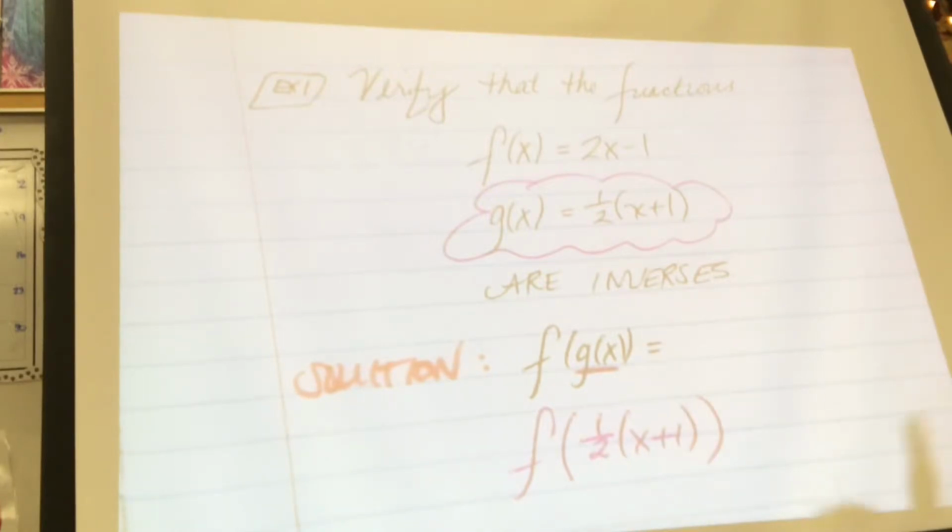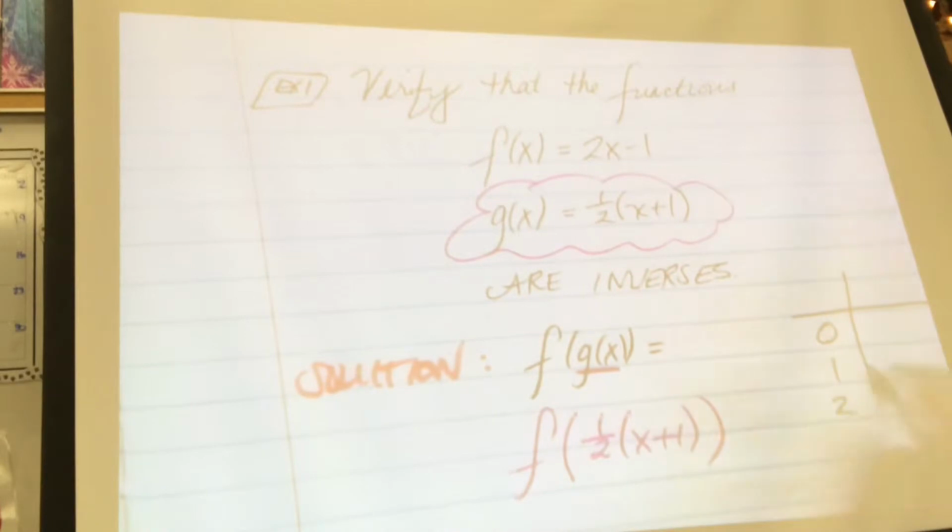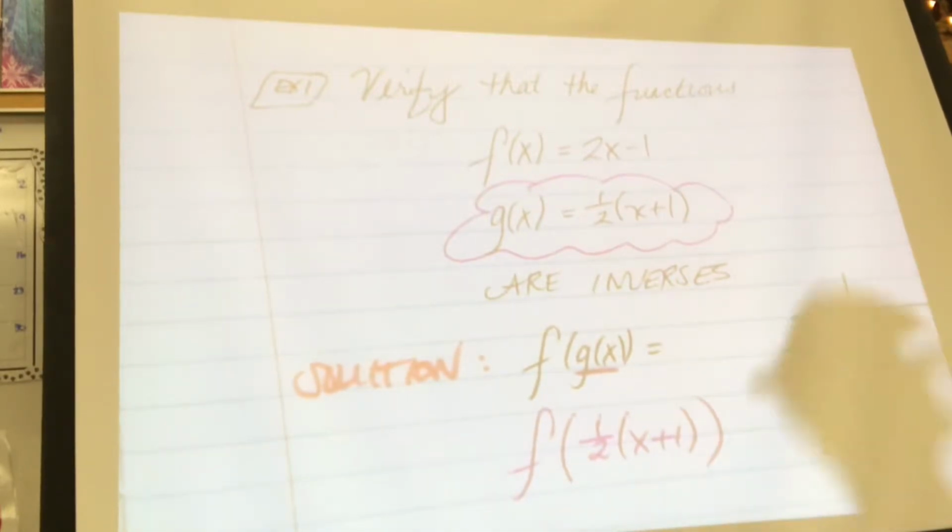So for those of you who are maybe a little bit confused, usually we plug in numbers. We'll plug in 0, 1, 2. Now they don't want me to plug in numbers anymore. They want me to plug in a whole dang formula. That's what we're doing. And when we're done, when we plug in this whole formula, I better get x when I'm done, or it's not an inverse.